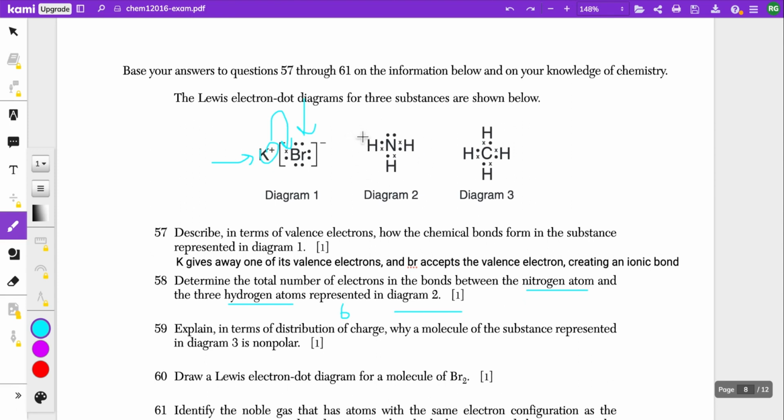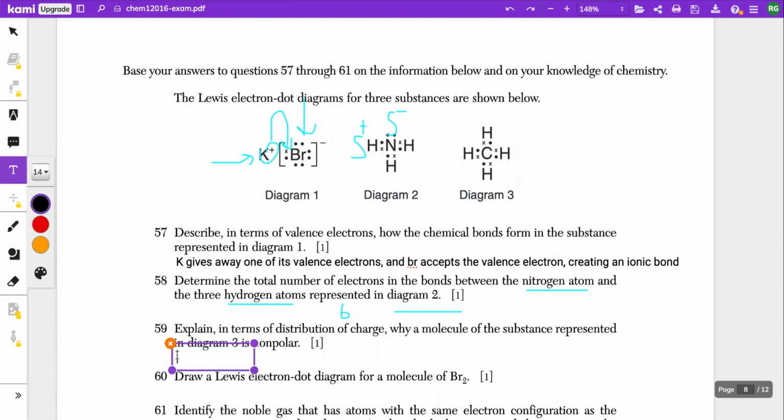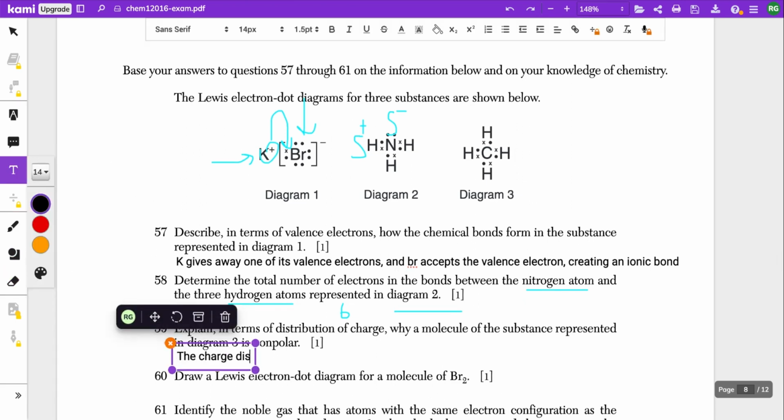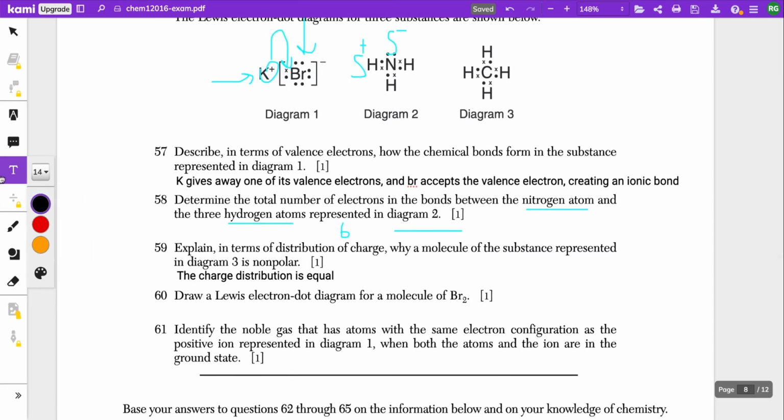So hydrogen, because it kind of had its electrons stolen, would have a partial positive charge, while nitrogen, because it's gaining all these electrons, has a partial negative charge. And this is a polar molecule. Now, this is a nonpolar molecule because the charge distribution is equal. Everybody's sharing the electrons equally. Therefore, the charge distribution is equal. So just say that the charge distribution is equal.